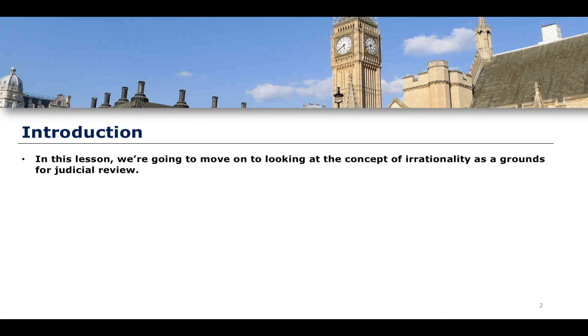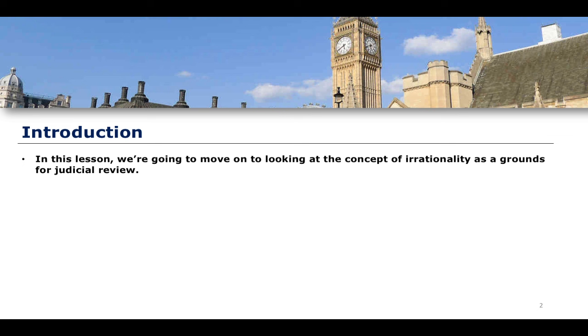Now, we're moving on away from illegality as a ground for judicial review. The previous lessons talked about the idea of illegality, the concept of the ultra vires doctrine, the idea of jurisdictional errors, the concept of relevant or irrelevant considerations, etc. This lesson is going to start talking about irrationality as a ground for judicial review cases.